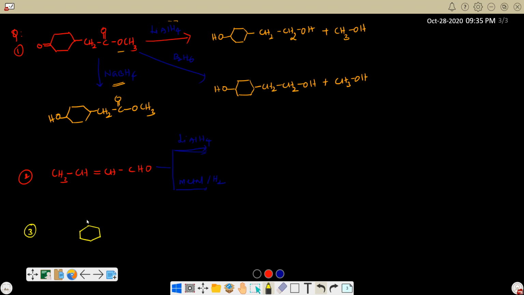So here it is C double bond O, Cl. Again, I'm taking two different reducing agents. You should get a grip on this type of reactions. Some examples.